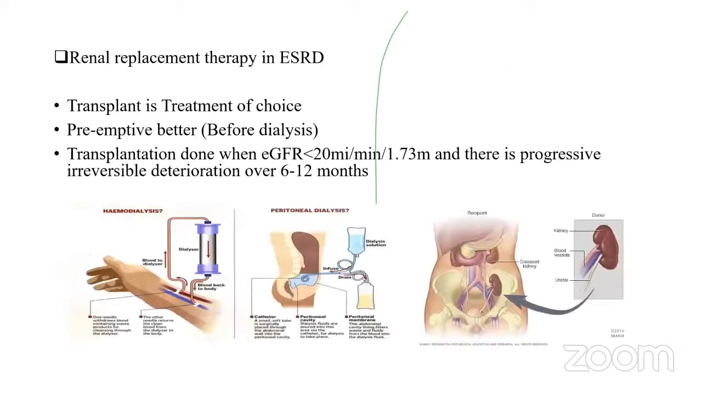Renal replacement therapies in end-stage renal disease are hemodialysis, peritoneal dialysis, and kidney transplantation. Kidney transplantation is the treatment of choice. It is better to be preemptive, before dialysis. Transplantation is done when GFR is less than 20 milliliter per minute per 1.73 meters squared. There is a progressive irreversible deterioration over 6 to 12 months.